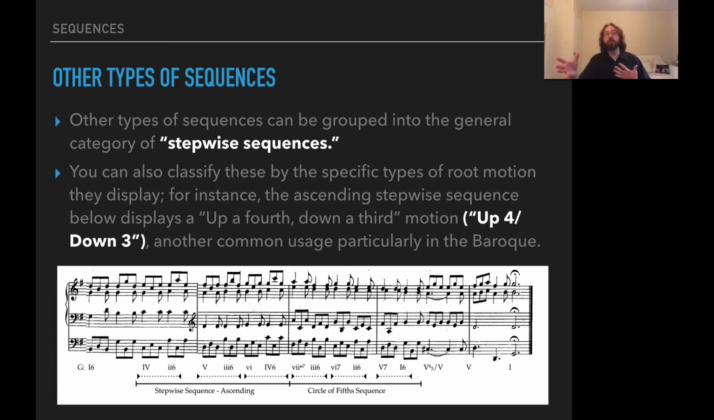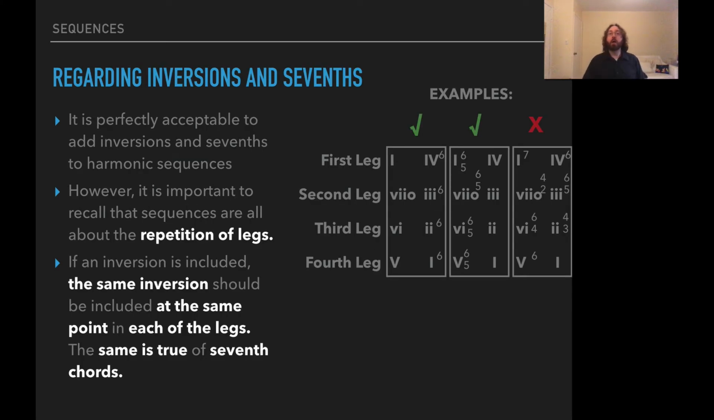So you can mix and match these sequences, you can play around with them, you can create your own. Now, I want to return to this idea of sevenths and inversions, adding them in. It's perfectly acceptable to add inversions and sevenths to harmonic sequences. However, it is important to recall that sequences are all about repetitions of legs. If an inversion is included, the same inversion should be included at the same point in each of the legs. The same is true of seventh chords.